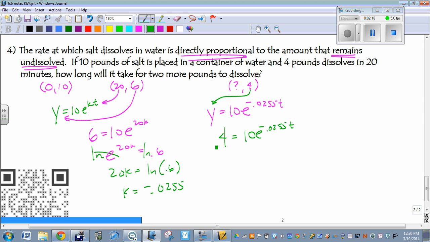So solving is going to be pretty similar to what we just did. We're going to have E to the negative 0.0255 T equals 4 divided by 10, so 0.4. And we need to take the natural log of both sides. We get negative 0.0255 T equals natural log of 0.4. So to find our time, we just have to divide.